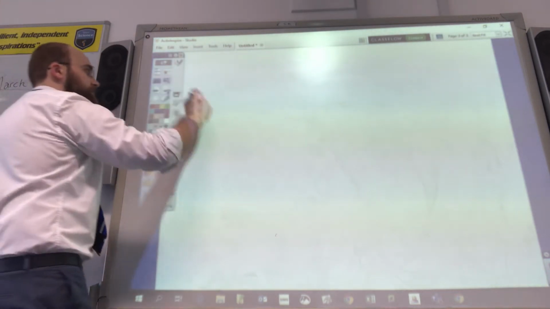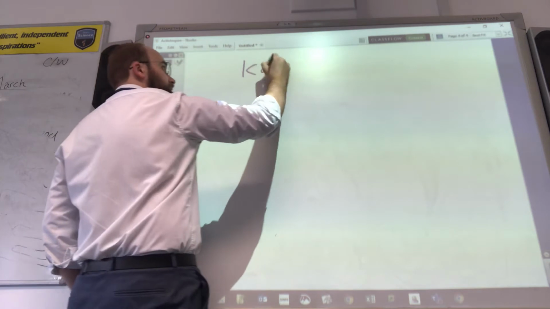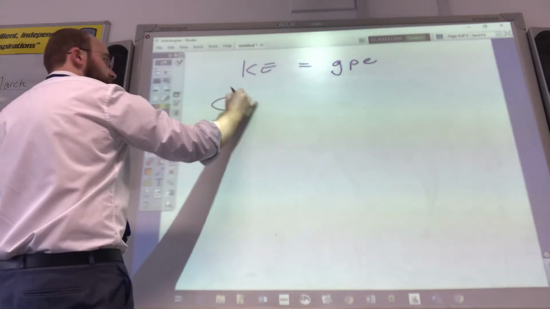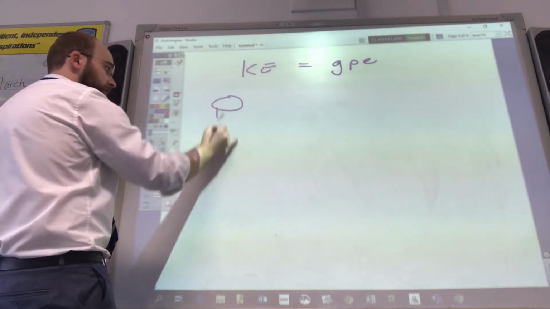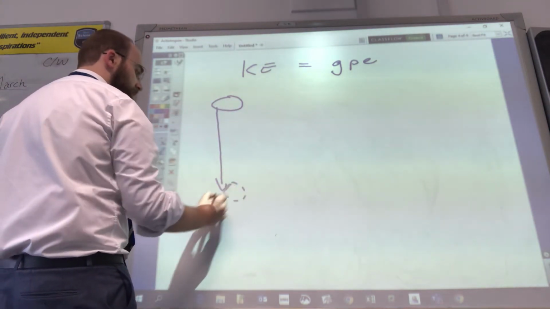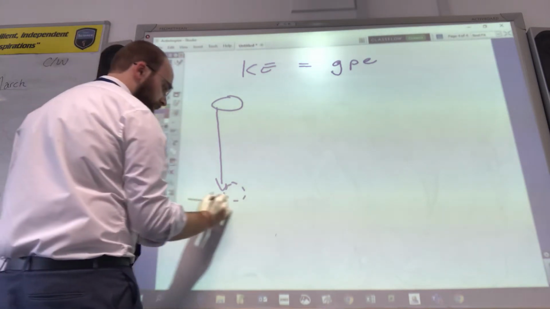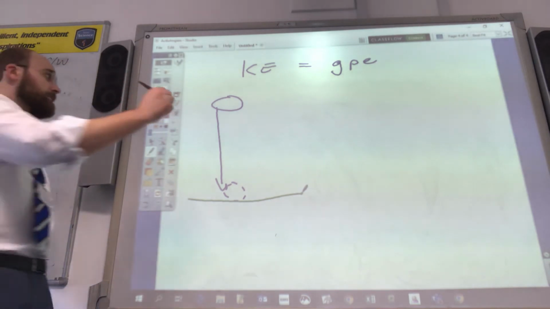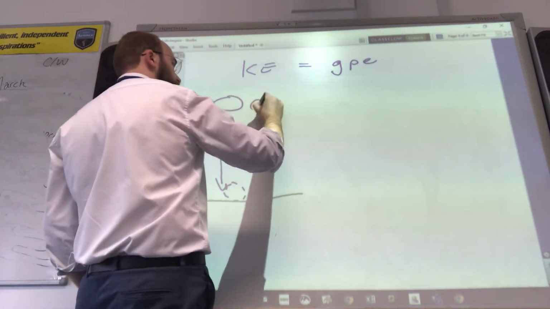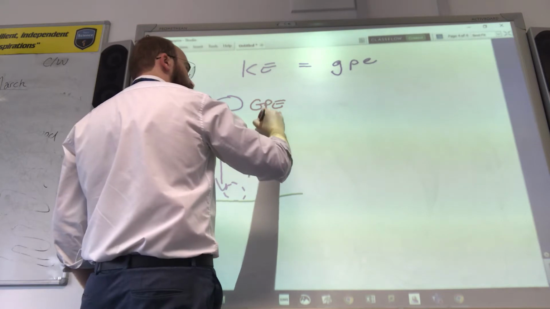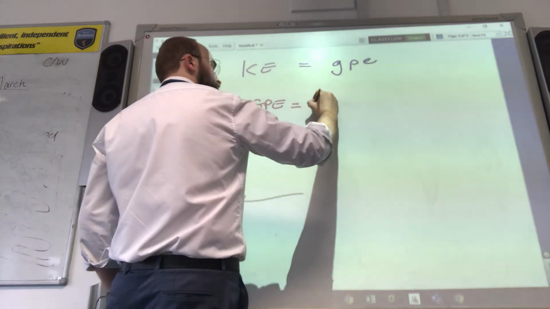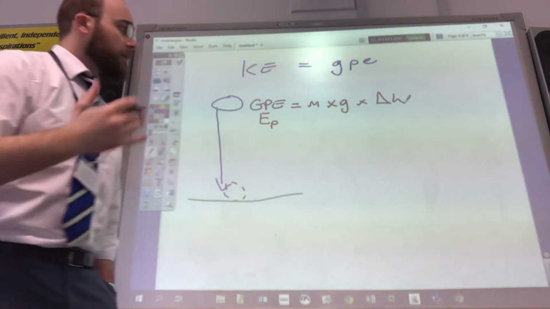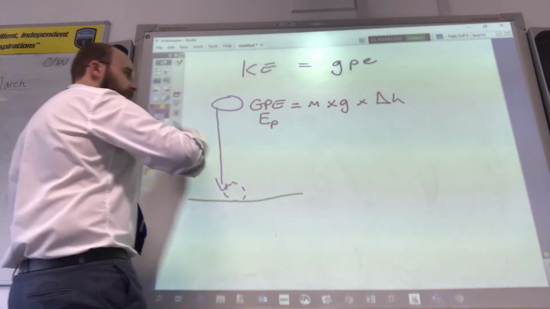While we're on it, actually, it's not about work done, but kinetic energy equals gravitational potential energy. If I have an object that's at a certain height, and it falls, just before it hits the ground it will have transferred all the energy that was up at that particular height. How do we calculate the gravitational potential energy? GPE, it can also be written down as EP, is equal to the mass times the gravity times the change in height. The number that we always use for gravity is, shout it out.